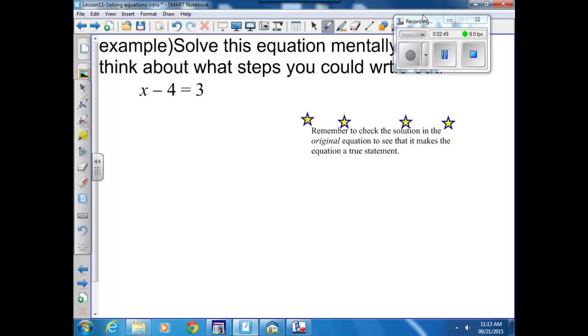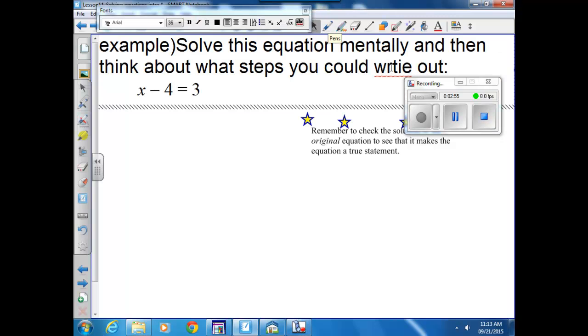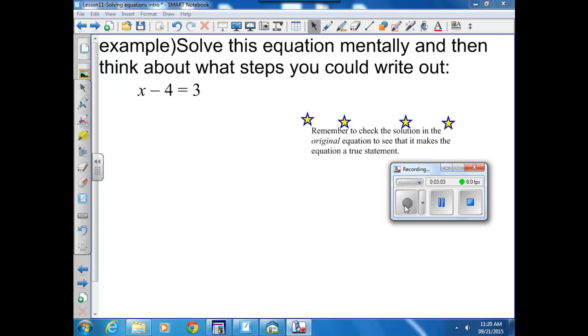Okay, example. Solve this equation mentally. I just noticed a typo there. Okay, in this example, let's solve this equation mentally and then think about what steps we could write out if somebody was forcing us to write out some steps.